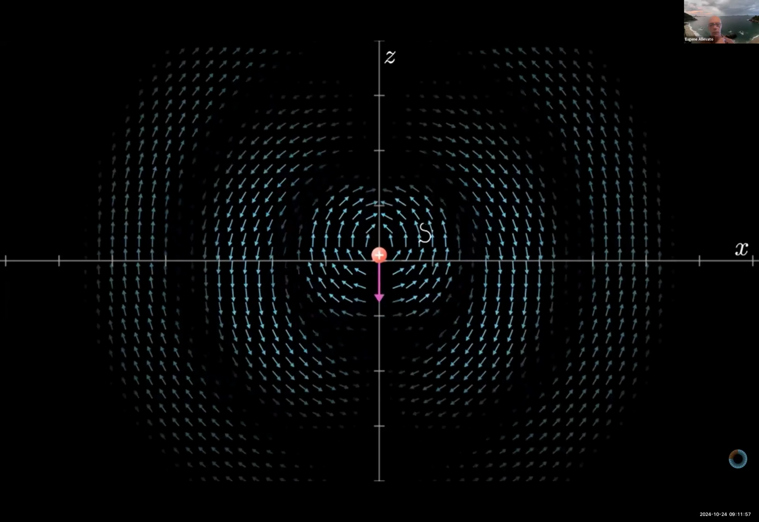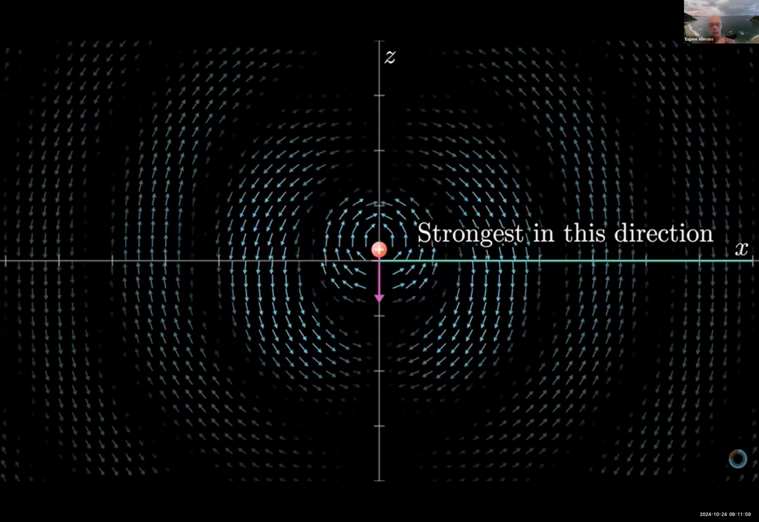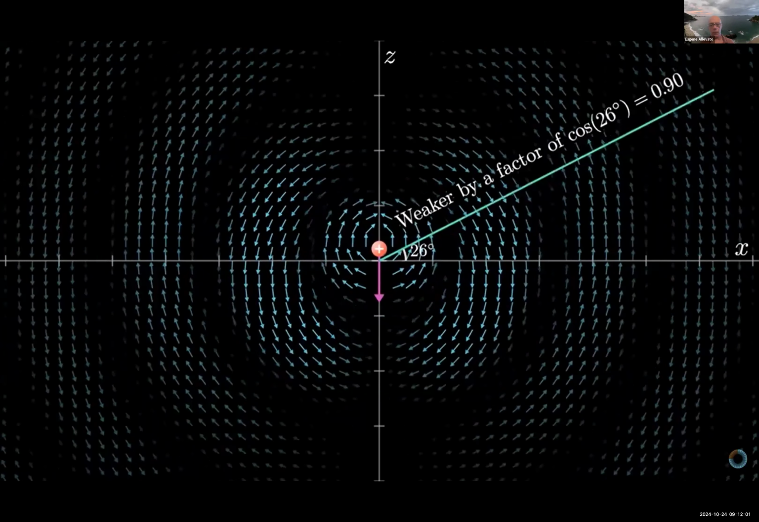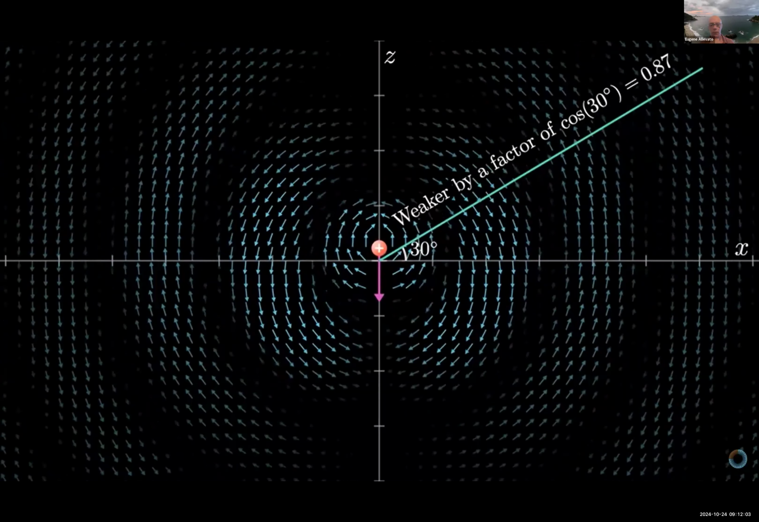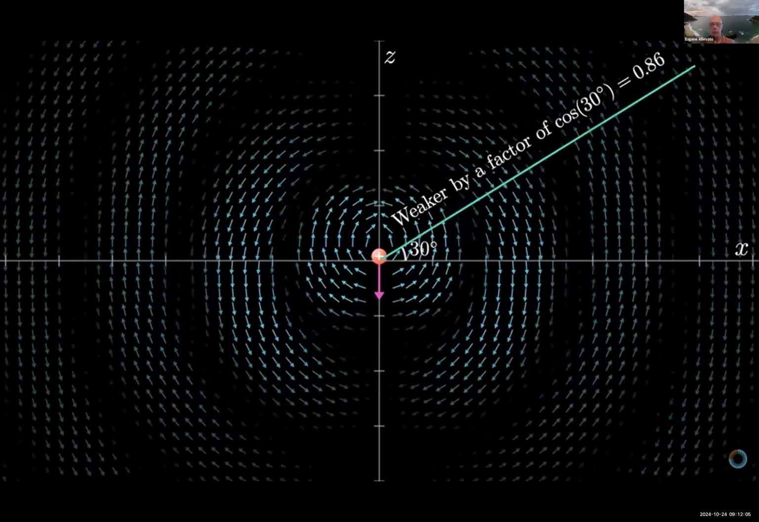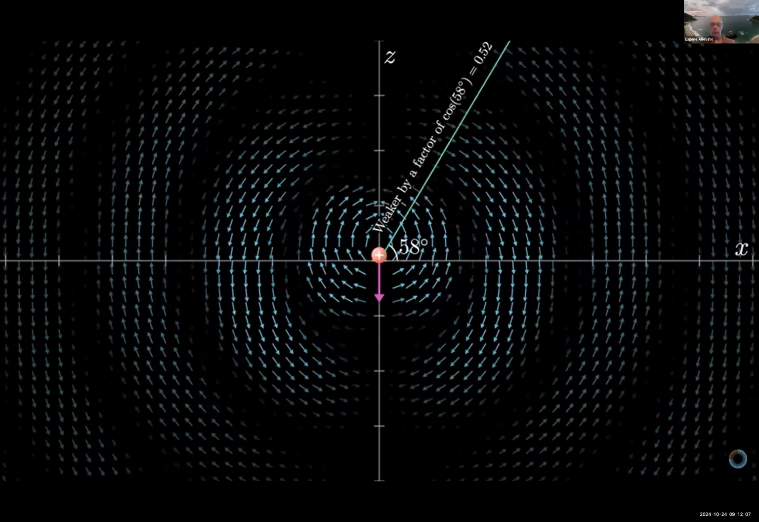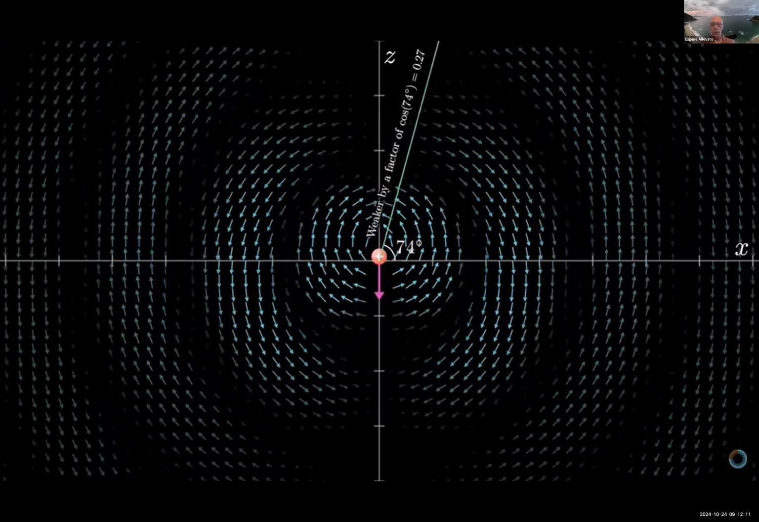Notice how the waves here are strongest in the x direction, but it still does propagate in all other directions. It's just that that propagation gets weaker in directions that are more aligned with the original wiggling. At the extreme, the only place where there's no propagation is in the z-axis.